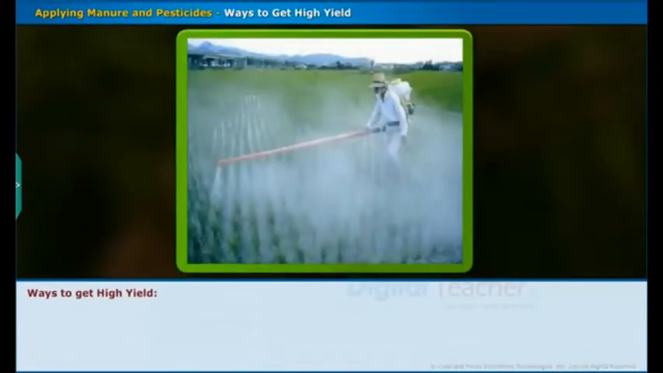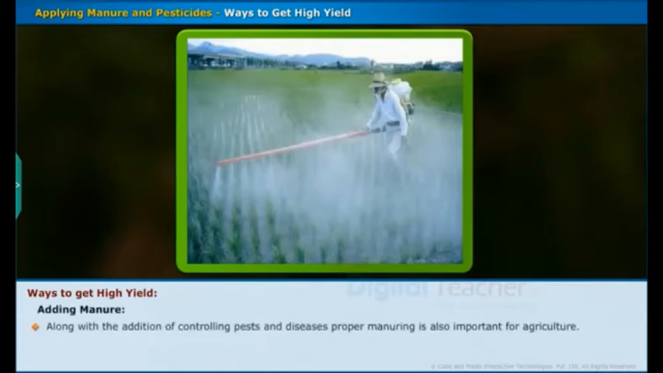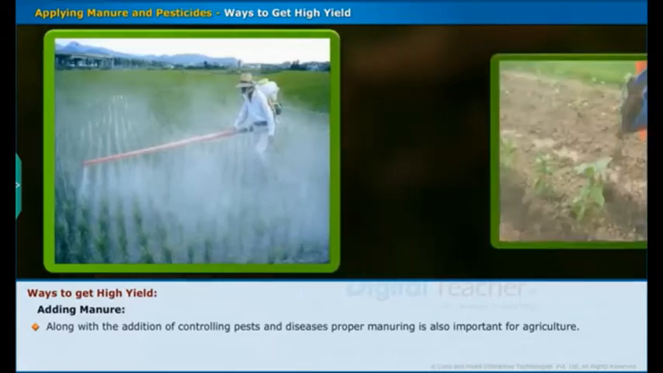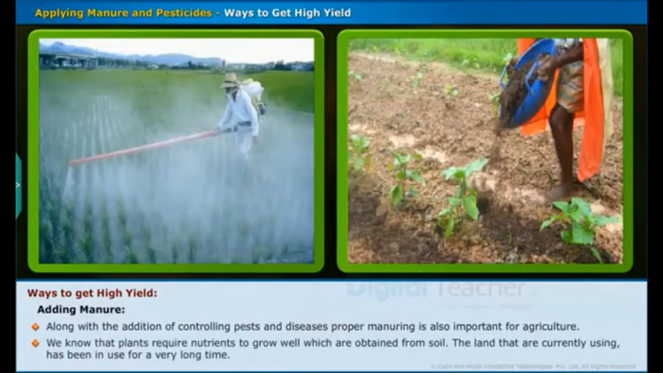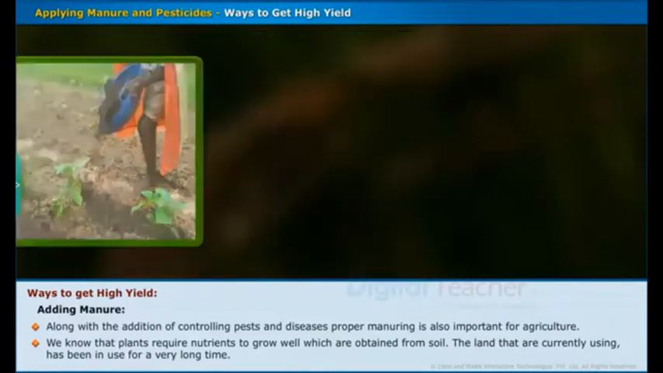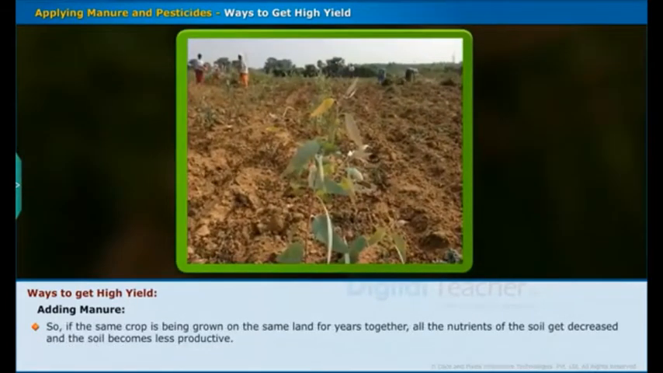Now let us study the ways to get high yield. Adding manure. Along with controlling pests and diseases, proper manuring is also important for agriculture. We know that plants require nutrients to grow well, which are obtained from soil. The land that we are currently using has been in use for a very long time. So, if the same crop is grown on the same land for years together, all the nutrients of the soil get decreased and the soil becomes less productive.